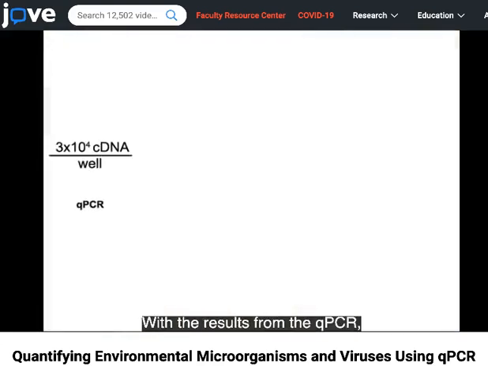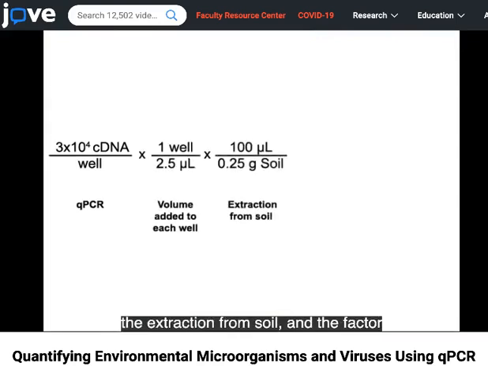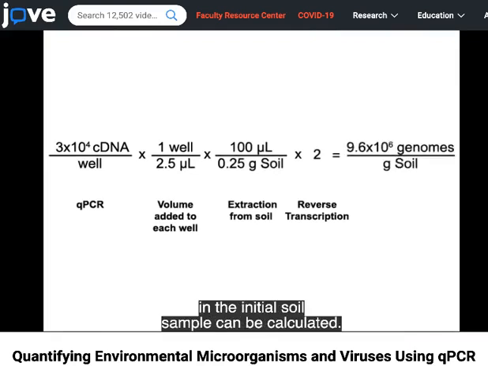With the results from the qPCR, the volume transferred into the wells, the extraction from soil, and the factor from the reverse transcription, the number of viruses in the initial soil sample can be calculated.